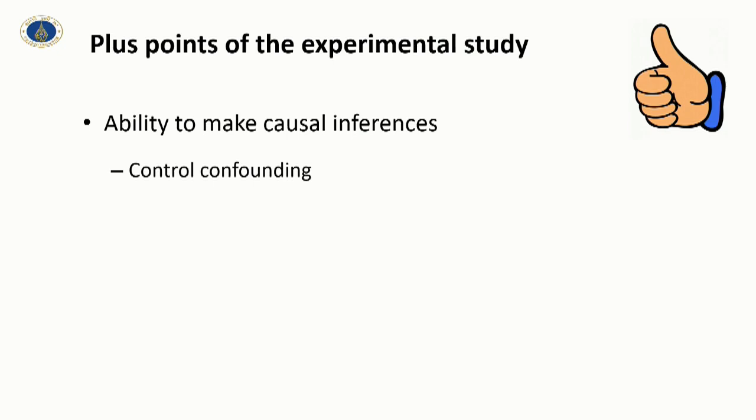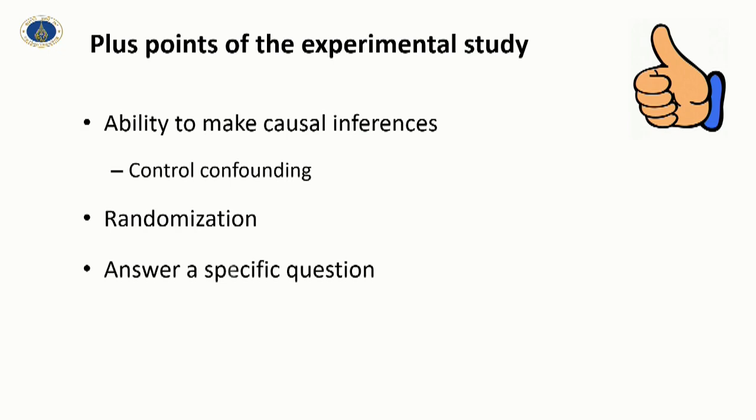You can control confounding factors because you start from the beginning of the trial. And also you can do randomization at the beginning. And this helps to answer a very specific question. In terms of experimental design, basically we are taught that we have to have maybe 1 or 2 objectives in the study. We can't have 10 questions in the study, because experimental design is very specific, so you need to answer a very specific question, basically 1 or 2 questions at a time.